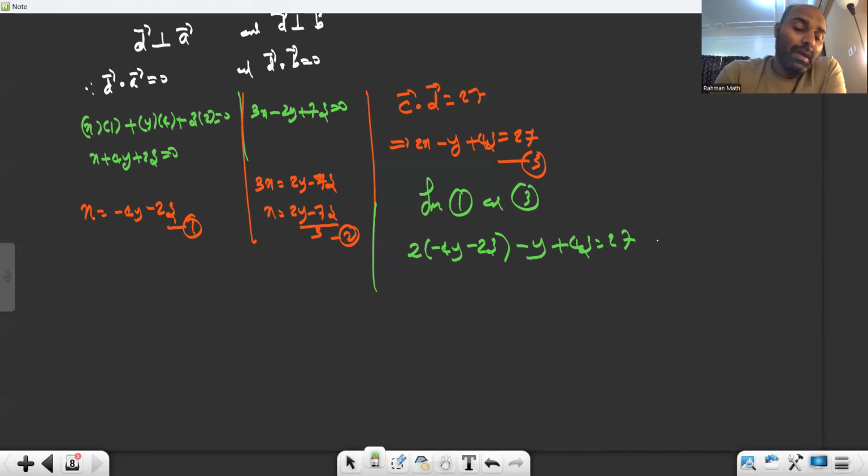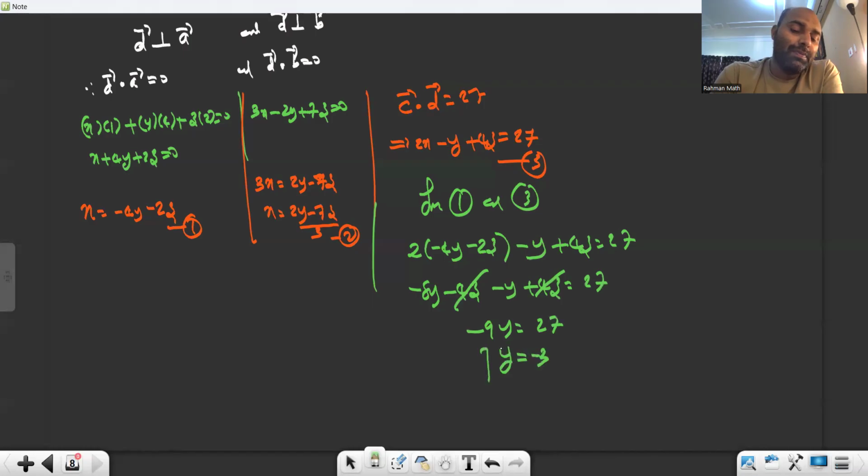So you'll get minus 8y minus y, minus 9y, minus 4z and plus 4z get cancelled, I think. Minus 8y minus 4z minus y plus 4z equal to 27. 4z cancelled. So minus 9y equal to 27. Y you got is minus 3. So this value you substitute in equation 1 and 2. Okay, y equal to minus 3, everyone understood, I think. Y value we got is minus 3.